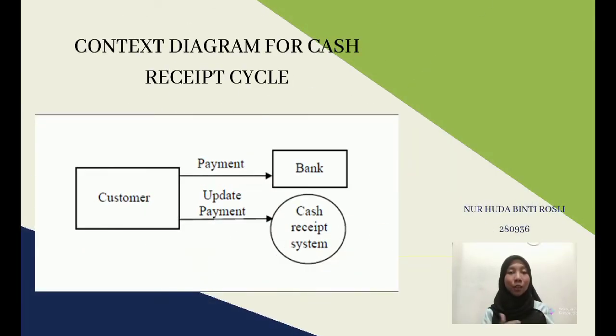For the context diagram, there are only two entities, which are the customer and the bank. The customer will make their payment to the bank and get the transaction receipt.